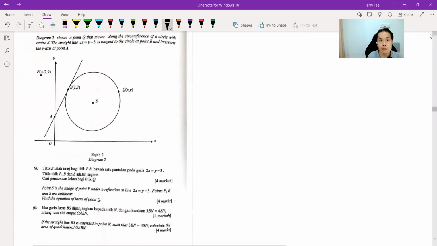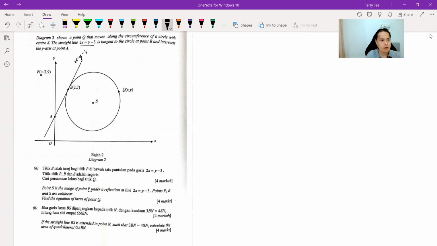The diagram shows point Q that moves along the circumference of the circle with center S. The straight line 2x equals y minus 3 is a tangent. So this is a line. 2x equals y minus 3 is a tangent to the circle at point B. It intersects the y-axis at point A. And point S is the image of point P under reflection.